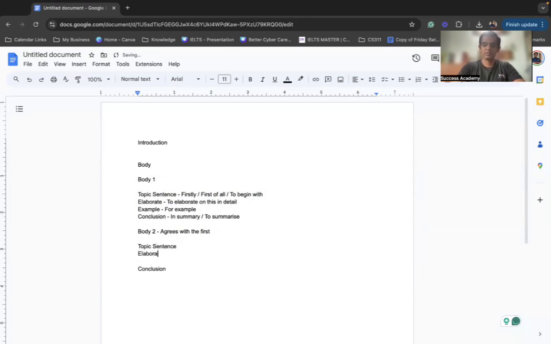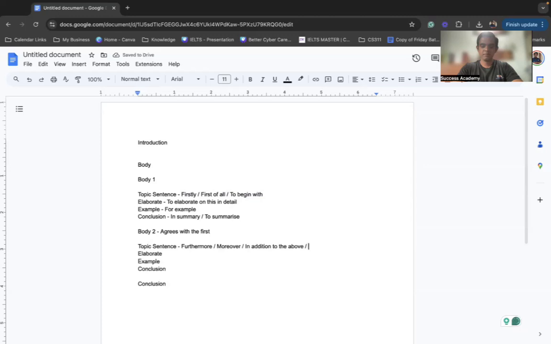You have to elaborate. You have to give an example, and you have to give a conclusion. So when you're writing the topic sentence, now this agrees with the first, right? So it's a continuation. So you can say furthermore, you can say moreover, in addition to the above, right?